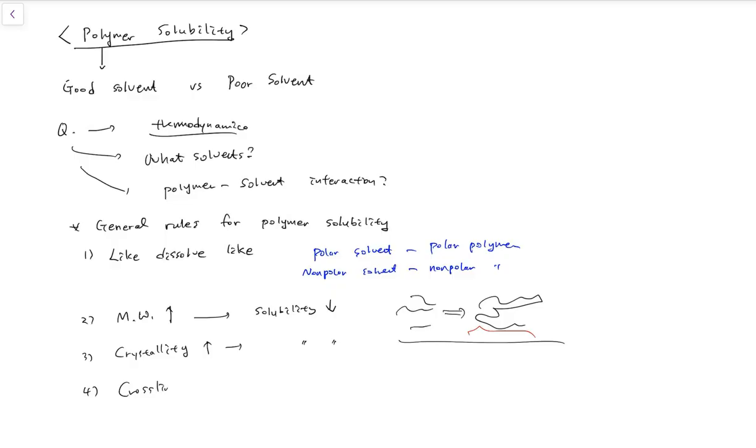Fourth rule: as the cross-linking density increases, solubility decreases. If there are many cross-linkings inside the polymer chains, instead of dissolving, it just swells.